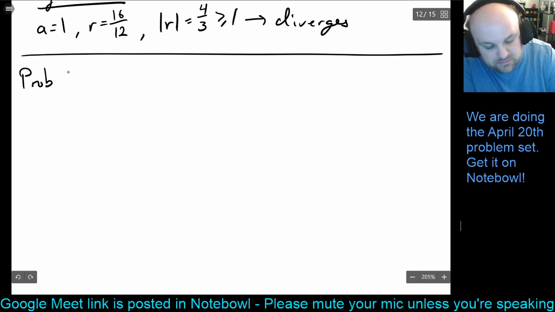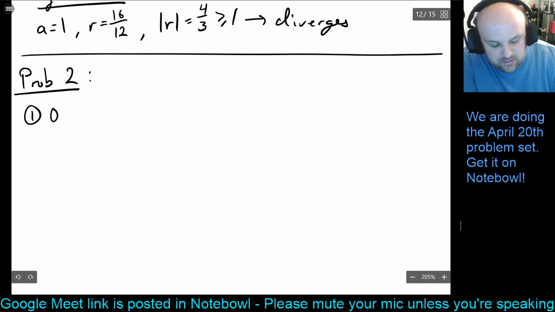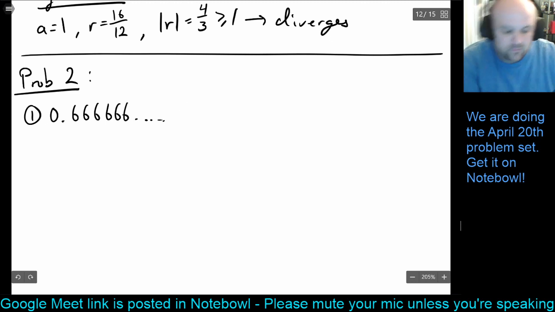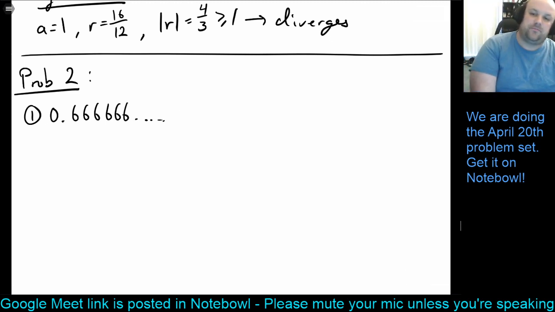So problem 2, part 1, I want to ask, well, this repeating decimal here, what is this actually equal to? Right? So you kind of know this is 2/3. You've seen this a lot. But why is that 2/3? Why does 6's repeating forever give you 2/3? It kind of feels right, but how do you actually verify it?